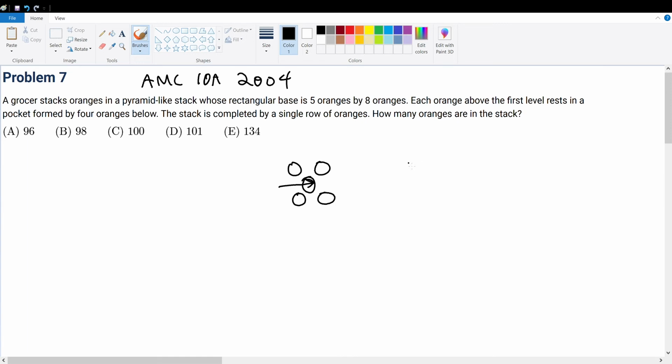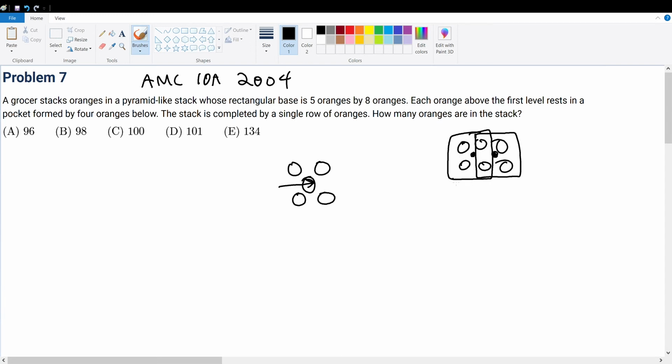So if I have a rectangular base, for example, of 3 by 2, then how many pockets do I have? Well, this will be a pocket formed by the 4 adjacent oranges, and we have another pocket formed by these other 4. So we have 2 pockets given the 3 by 2 rectangular base. And can we conclude something out of that?